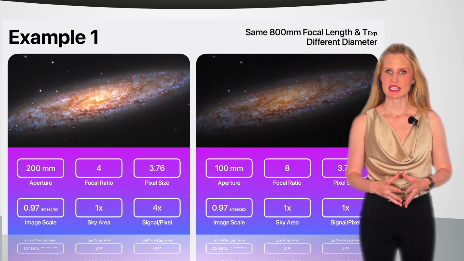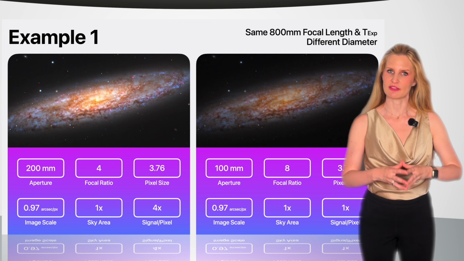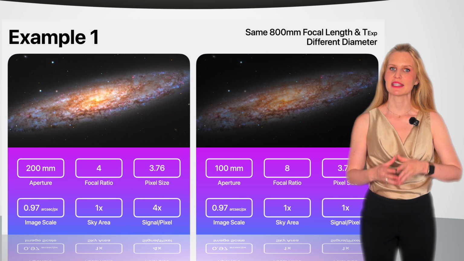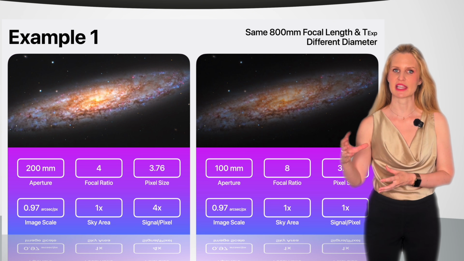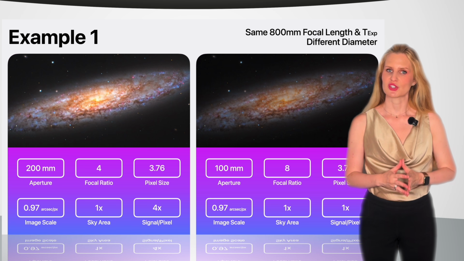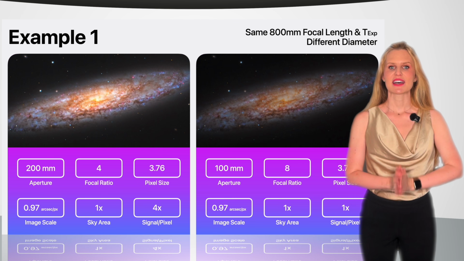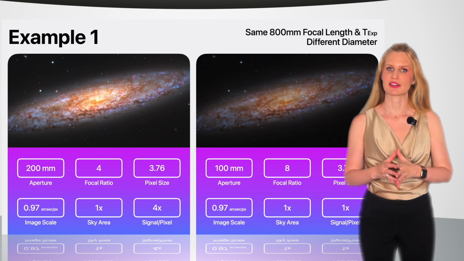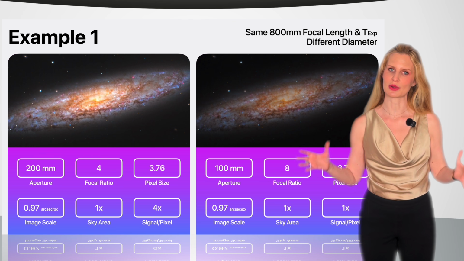Let's look at the first example. We have two telescopes with the same focal length of 800 millimeters, and we expose for the same amount of time. The only difference is their aperture. One has a 200 millimeter diameter, making it an f4 system, while the other has a 100 millimeter diameter, making it f8. As expected, the faster f4 telescope on the left produces a much brighter image with less noise, simply because it collects more light.